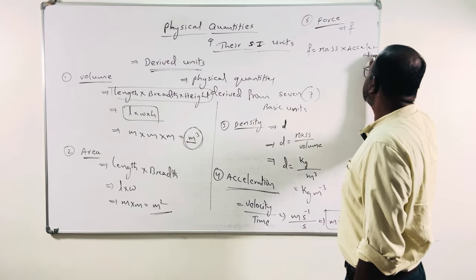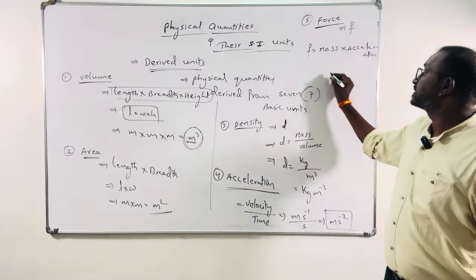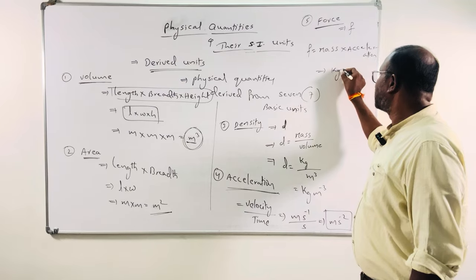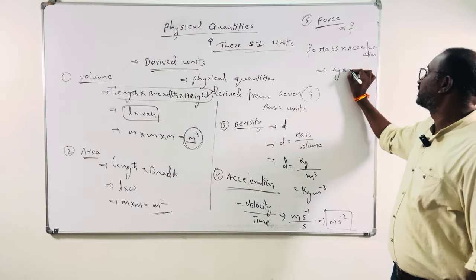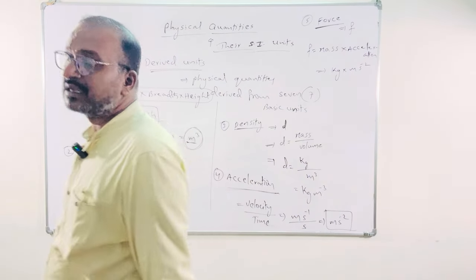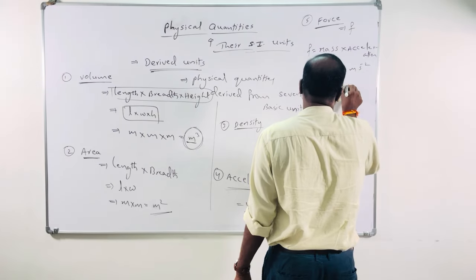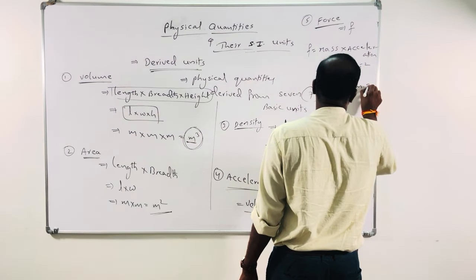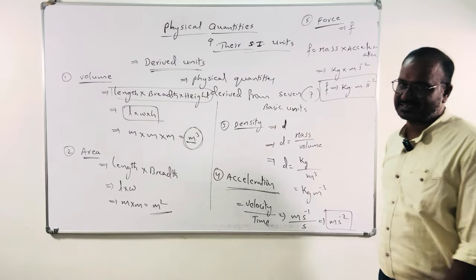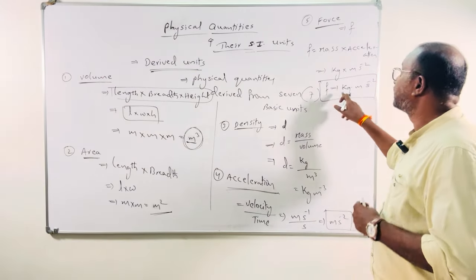Mass into acceleration. That is called force. The units for force will be: units for mass are kilograms, and units for acceleration are meter per second square. So force units become kilograms meters per second square. Kilograms meters per second square are the units for force.